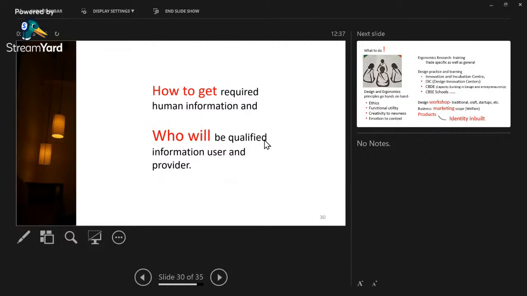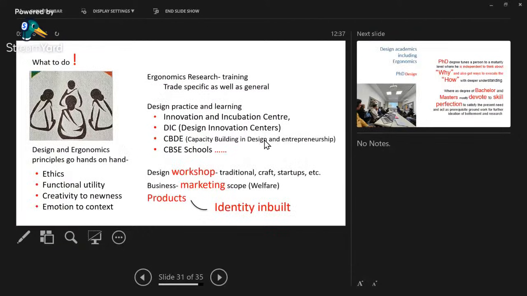Now we understand all these things. How to get the required human information, and who will be the qualified information user and provider? For that, many things are happening. The Government of India has started design and incubation centers, design innovation centers, and capacity building in design and entrepreneurship programs throughout all technical institutes in India, where each and every course should try to achieve some design input as an end result. And from this year, all CBSE schools from 6th standard will have some design courses and design programs.